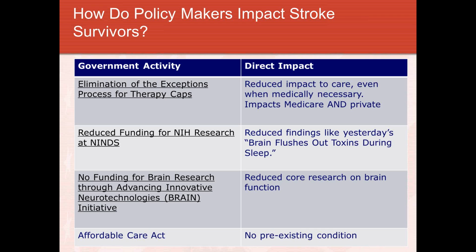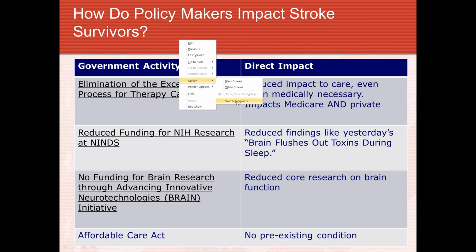So really, in a nutshell, what this means is currently there's a process by which if you're receiving physical, speech, or occupational therapy, if you need to go over the cap that is inherent in the Medicare benefits process, if you need to go over that cap because it's medically necessary, there is a process by which you can do that. That process expires on December 31st unless Congress takes action. So our goal right now in the advocacy world is to let members of Congress know that they need to stop the therapy caps and extend that exceptions process.